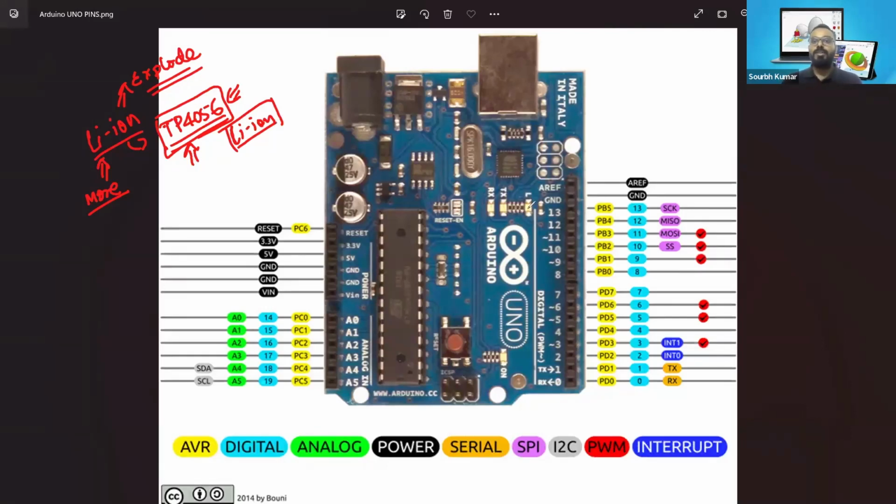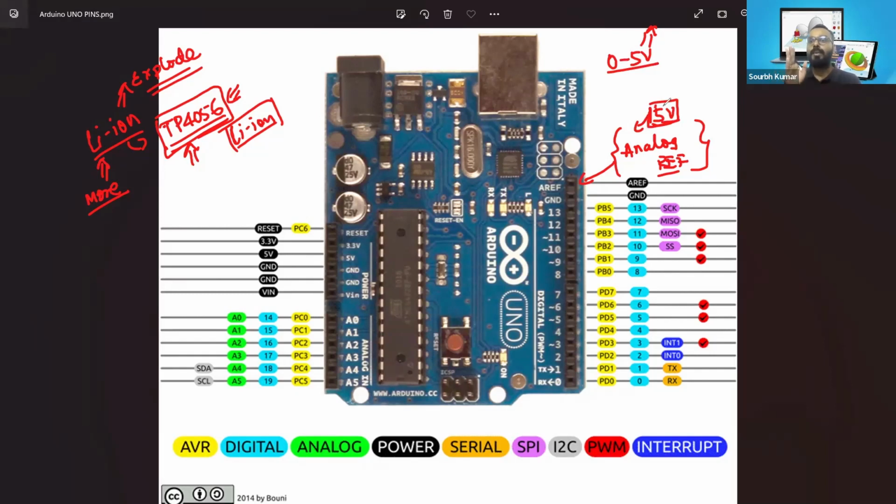AREF, right? This one is the analog reference pin. Suppose we are taking a reading from analog devices, then we have to provide the reference voltage for it. Suppose some analog devices require a conversion of 0 to 5 volt, so the maximum working voltage is 5 volt. Then we have to provide 5 volt to this particular pin to take the reference for how to do the conversion.